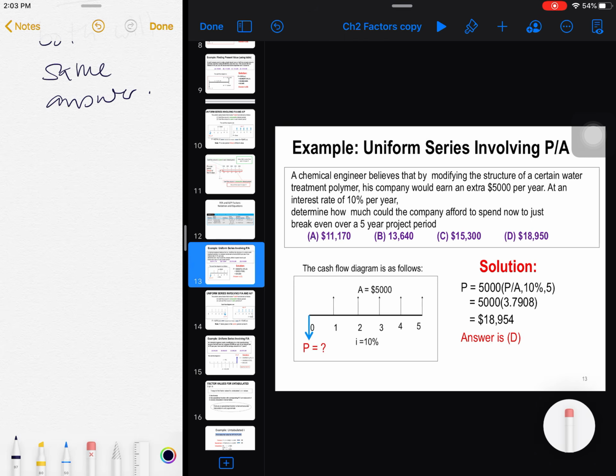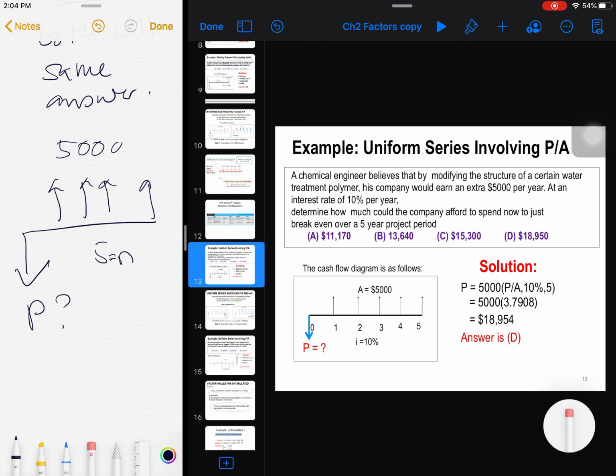So from this, you want to draw a cash flow diagram where you need to find the value of P. You have consecutive payments for the next 5 years, n equals 5, even consecutive payments of $5,000 per year. So what is the value of P at the beginning of the project?